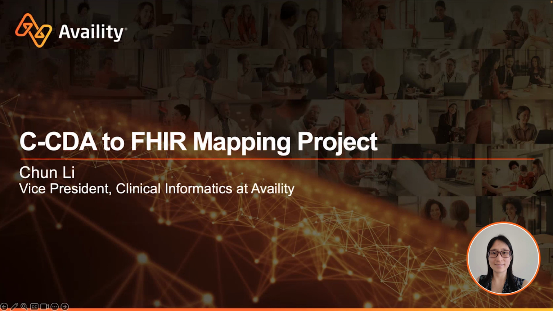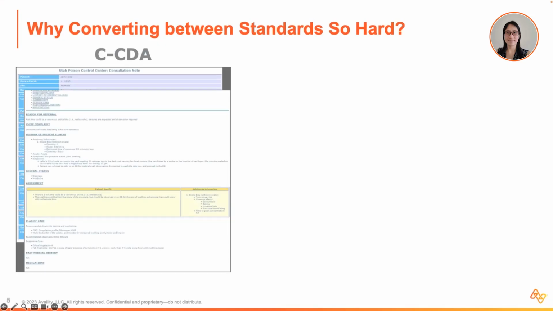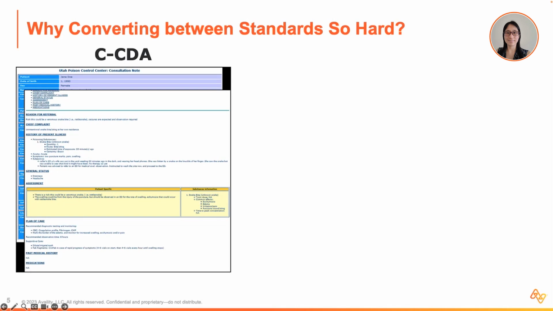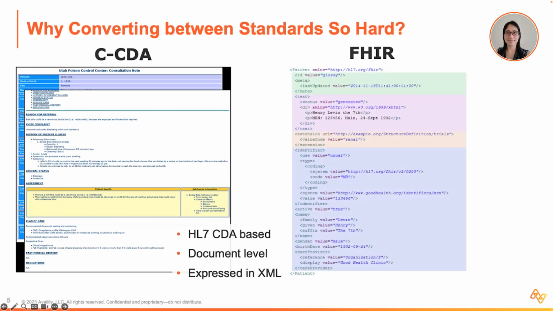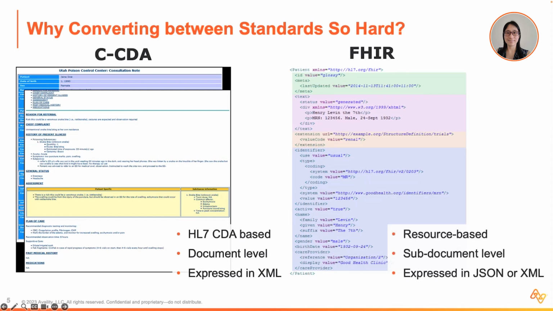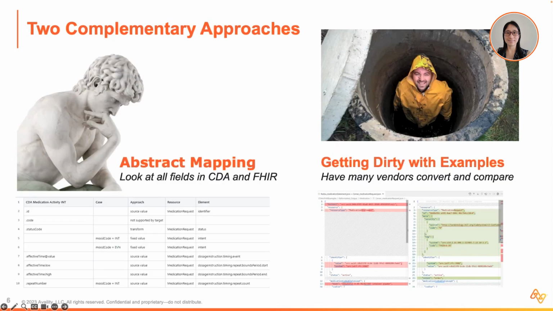So today we're going to talk about the approach that the HL7 C-CDA to FHIR Mapping group have taken to map data from C-CDA to FHIR and vice versa, and some of the milestones that we have achieved so far. There are two complementary approaches that the group has taken.